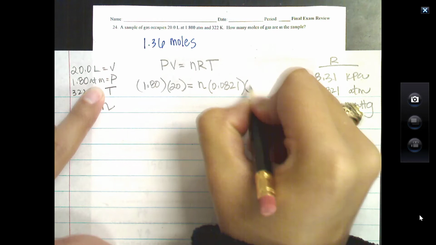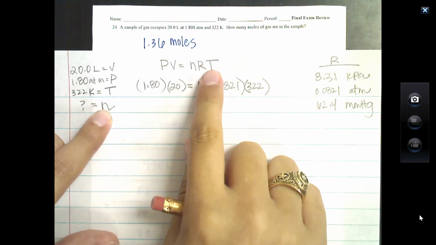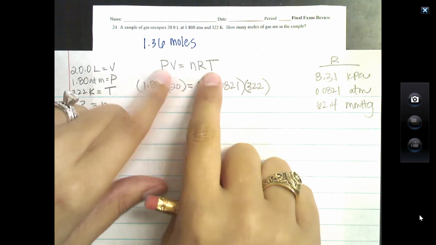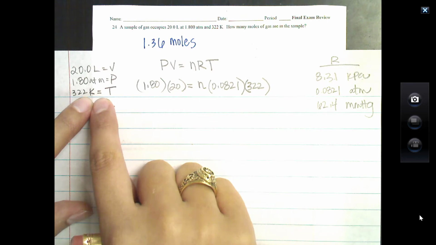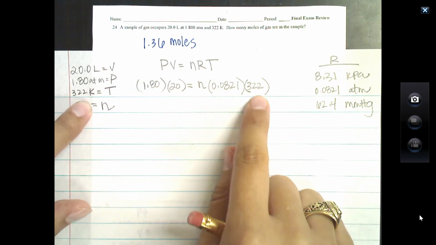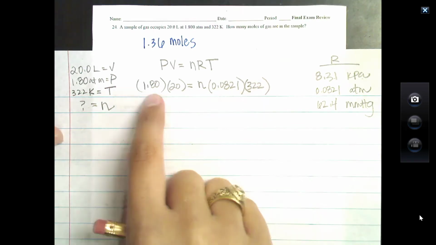for our R, and then our temperature is 322 Kelvin. Another word of advice, in PV equals nRT, T must be in Kelvin. So if this had been given to you in Celsius, you would have to add the 273 to change it into Kelvin before you plug it in, or you will get an incorrect answer. This one's already Kelvin, so we just do the math.